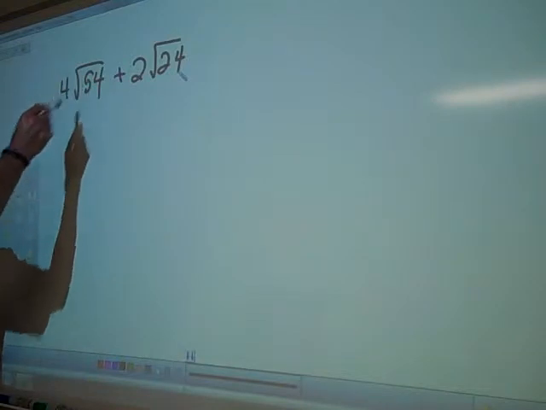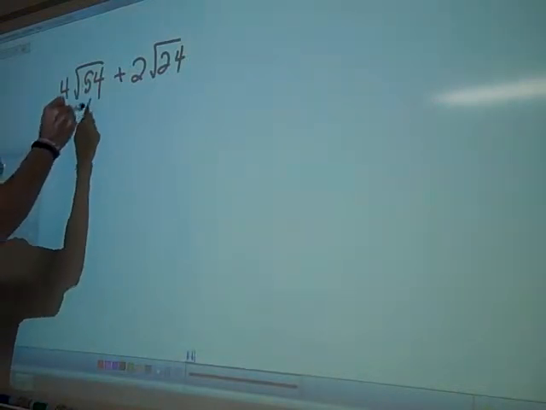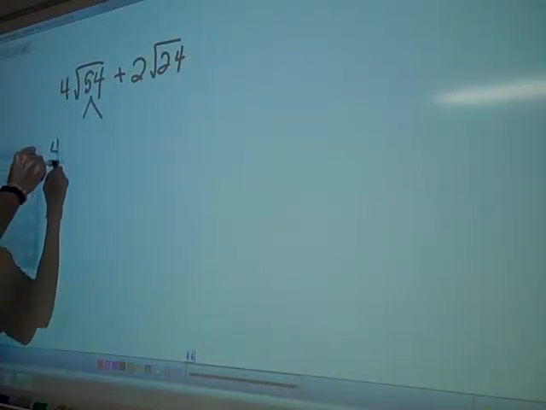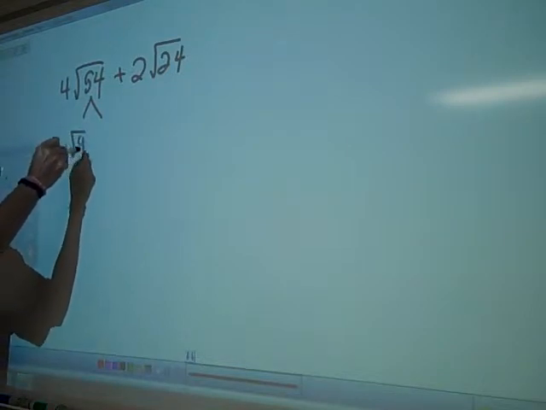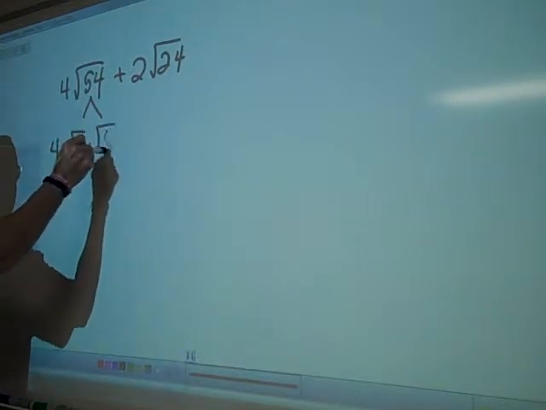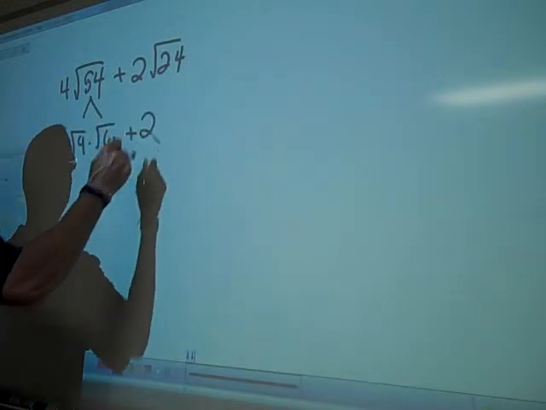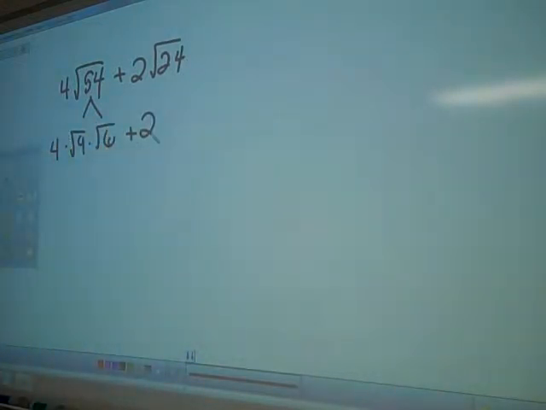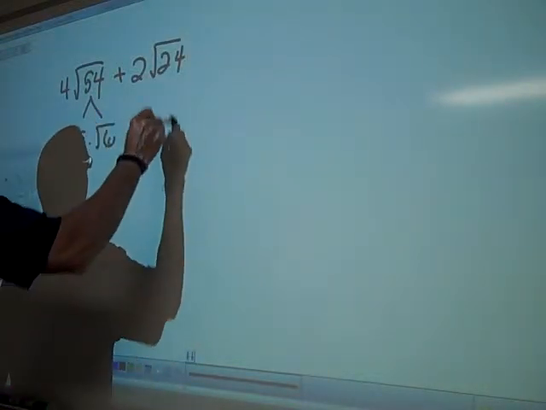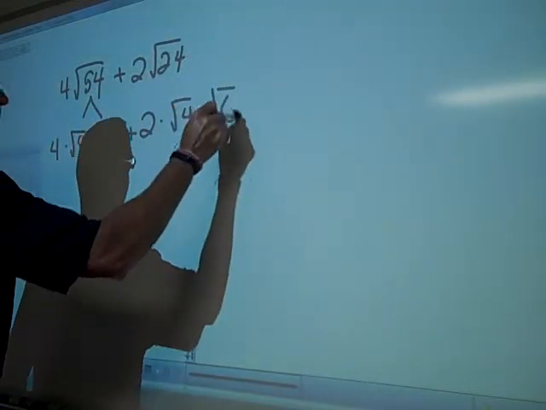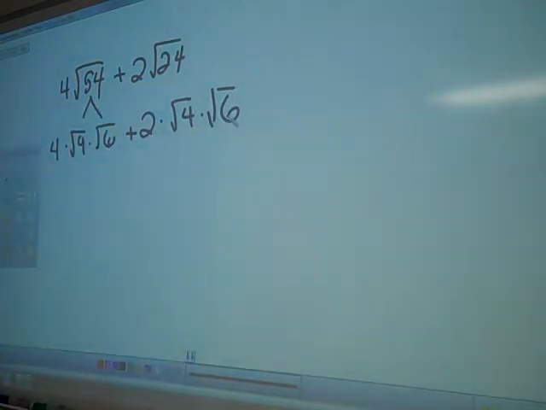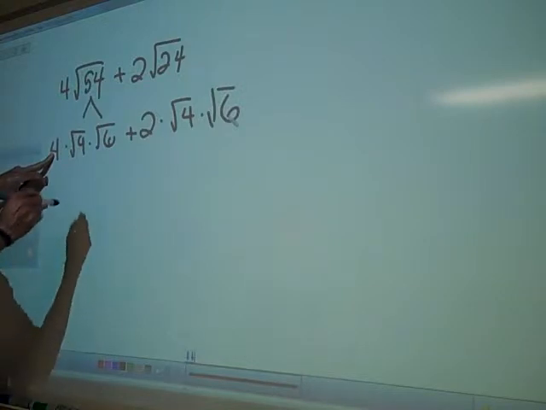There's perfect squares in those. What perfect square is inside of 54? 9. So 4 times radical 9 multiplied by the radical 6 plus 2. And is there a perfect square inside of 24? Yeah. What is it? 4. Square root of 4 multiplied by the square root of 6. I'm going to pick on Mr. Allen. Square root of 9? Square root of 9 is 3. 3 times 4 is 12.